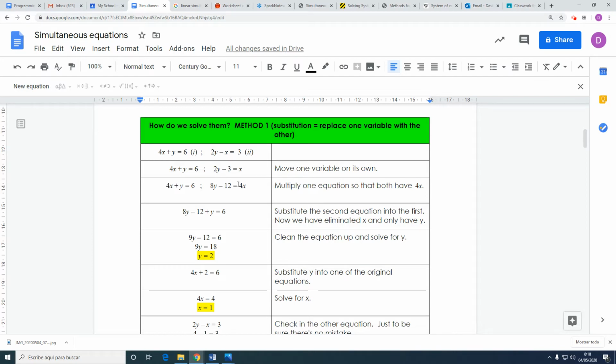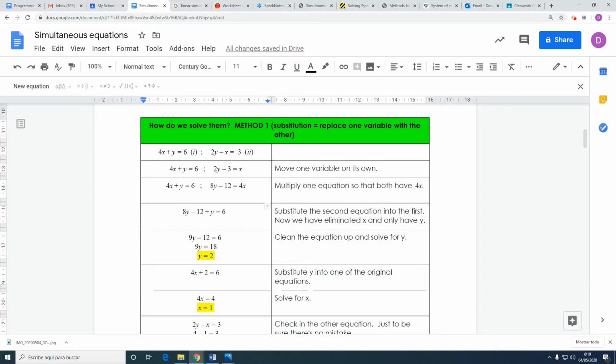And then I can see that 4x there. Well, what is 4x? 4x is the same as this. So I can take out that 4x and put in that instead. And that's what I did there. That is called substitution, where you take out one variable and replace it with some combination of the other. Then from that point on, it's just cleaning it up. So put the y's together, and we've got 9y minus 12 equals 6. Move the 12 first, get 18, and then divide by that 9, get 2.